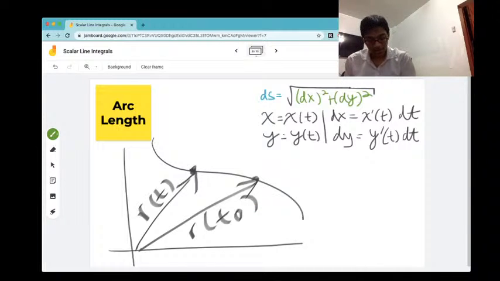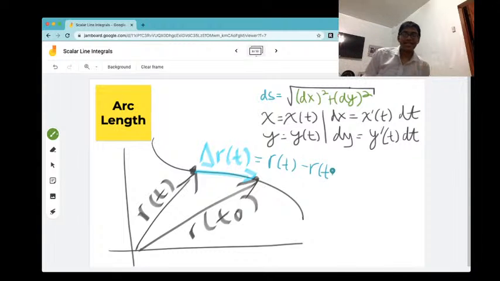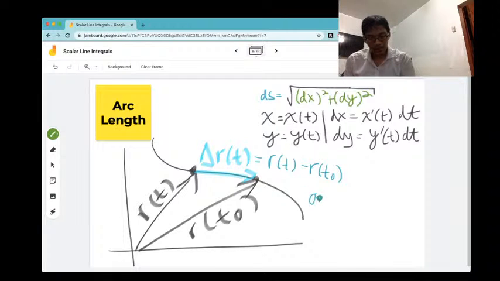So the difference between these two, which is going to be delta r of t, is going to be r of t minus r of t naught. That's going to be a secant line. But as r of t approaches r of t naught, that delta r of t actually approaches r prime of t.